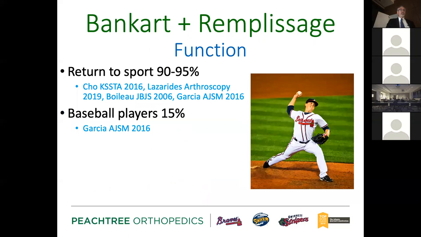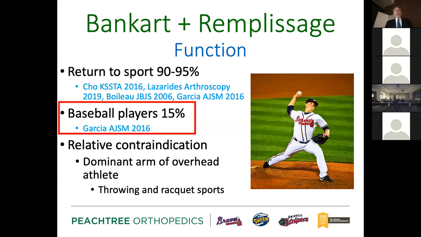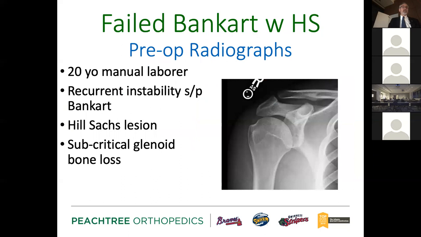But if we look at return to sport with the remplissage, about 90% of patients can return to any sport. But if you look at baseball, only 15% of players can get back if you do a remplissage on that throwing arm. So it's really contraindicated in the dominant arm of a thrower or racket sport player. So it's got its limitations. If you have a patient with a big Hill-Sachs lesion and they're a thrower, you really can't address it with a remplissage. You really have to be thinking about something on the glenoid or soft tissue.